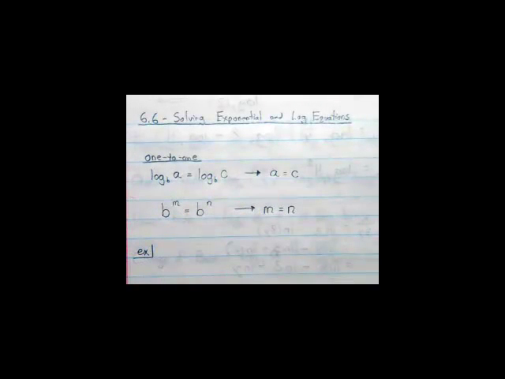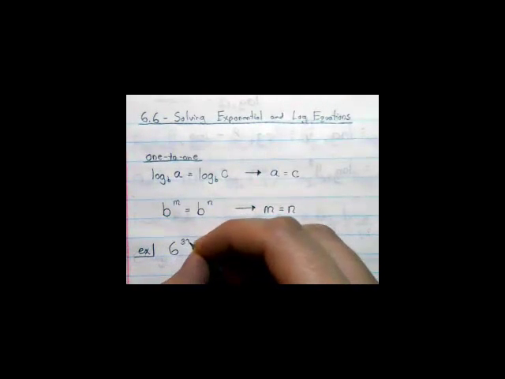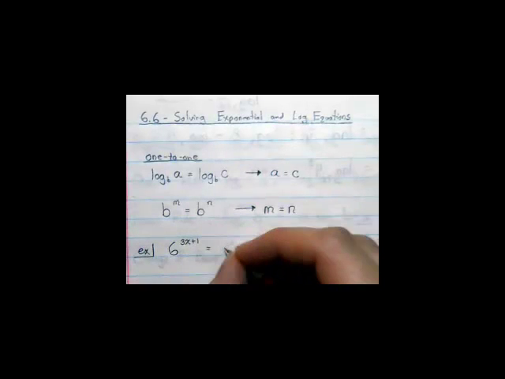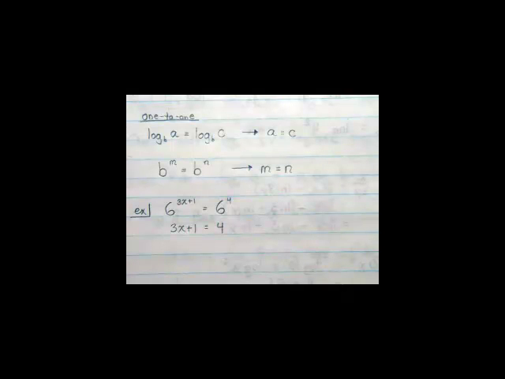So if we had something like 6 to the 3x plus 1 equals 6 to the 4th, somebody raise their hand and give me a first step to get this converted and solve it. All right, well, let's start with this then: 3x plus 1 equals 4.